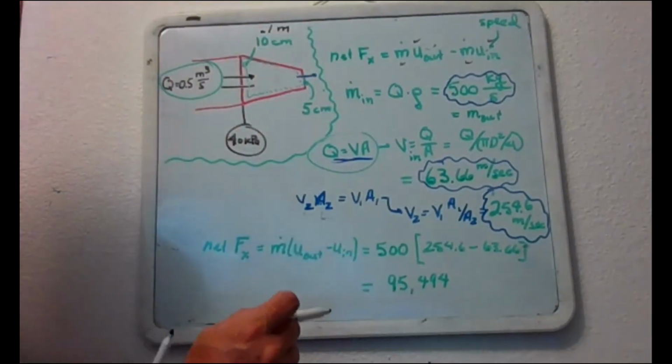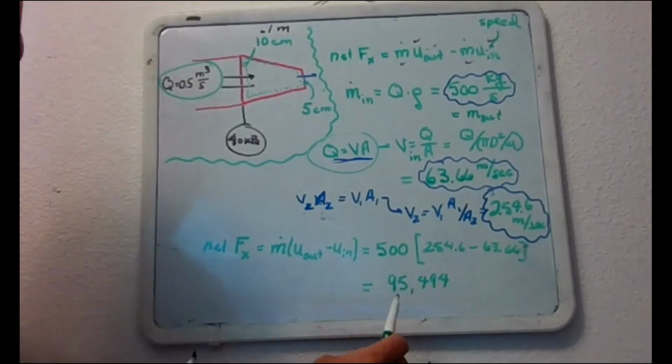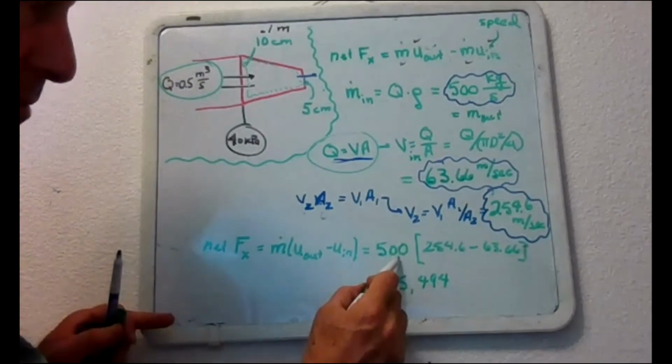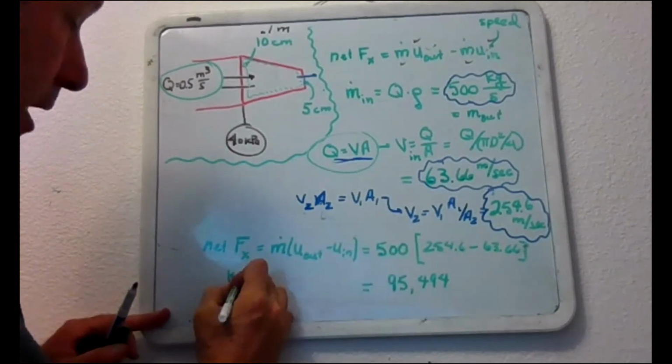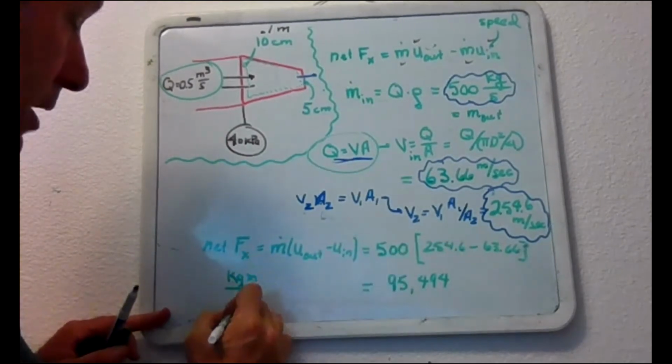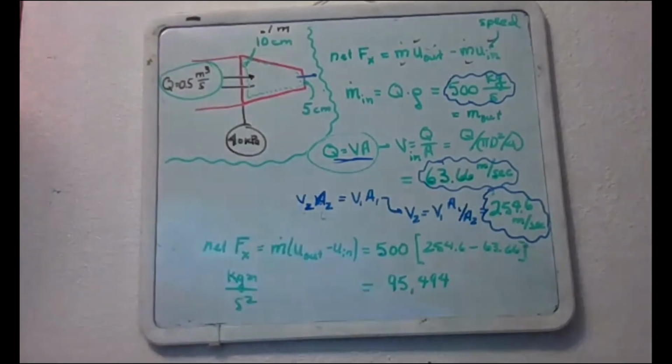Okay, then first of all, what kind of units does that have? So this is kilograms per second. This is meters per second. So that gives us kilogram meter per second squared. And as we noted last time, that's a Newton.